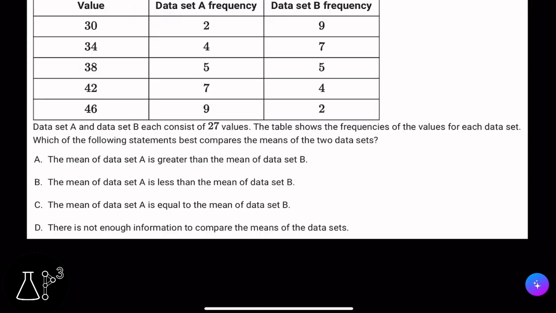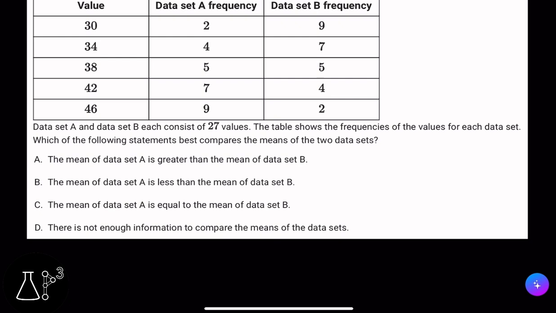Okay, now that we understand how value and frequency work, we're going to do a hard question now. The next 4 questions that we're going to do are all hard questions that pop up on the Module 2 math section. So let's focus and lock in. Dataset A and dataset B each consist of 27 values. The table shows the frequencies of the values for each dataset. Which of the following best compares the means of the 2 datasets?